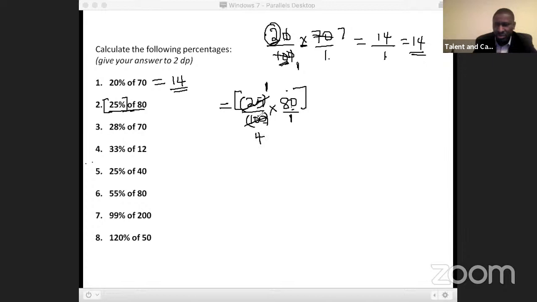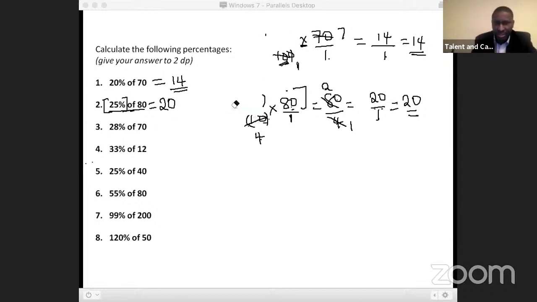Now, remember to write your number by the sides of the number you are dividing. So I have 80, this gives me 80 over 4. What do we do next? What can divide 80 and 4? I know that 4 goes in 4 one time, 4 goes in 8 2 times. So we are left with 20 over 1. And 20 divided by 1 is 20. So simply, 25% of 80 is simply 20. Okay.